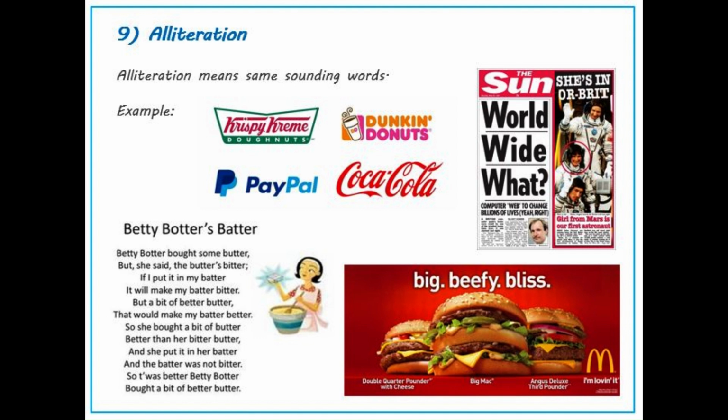Alliteration has also been used as tongue twisters for centuries. For example, here is a very famous tongue twisting rhyme which is known as Betty Botter's batter. It says Betty Botter bought some butter, but she said the butter's bitter. If I put it in my batter, it will make my batter bitter. But a bit of better butter, that would make my batter better. So she bought a bit of butter, better than her bitter butter, and she put it in her batter. And the batter was not bitter. So it was better Betty Botter bought a bit of better butter.